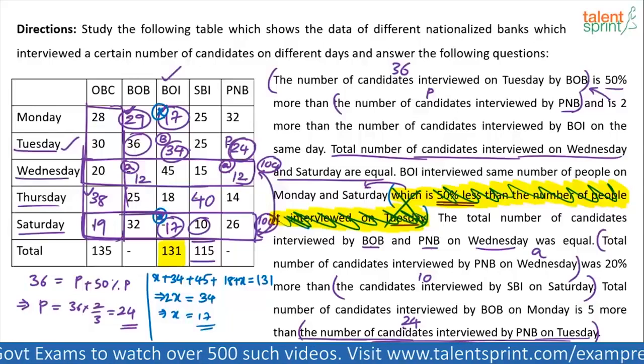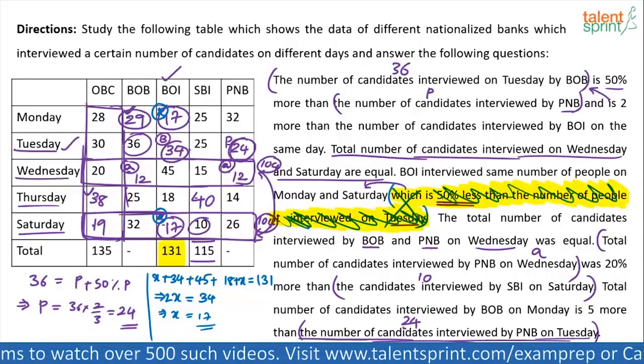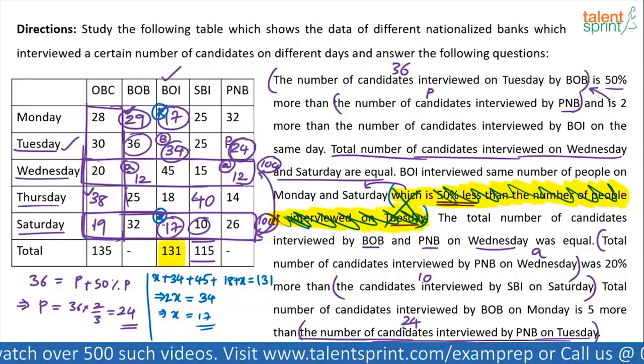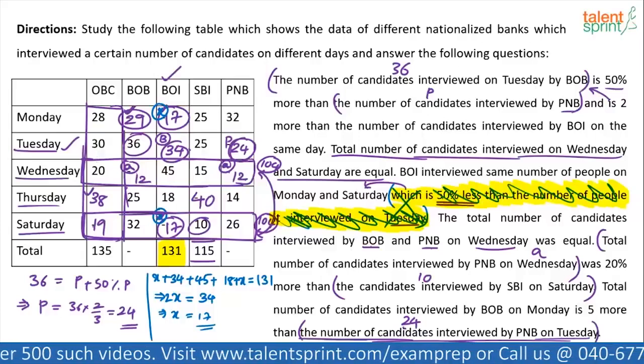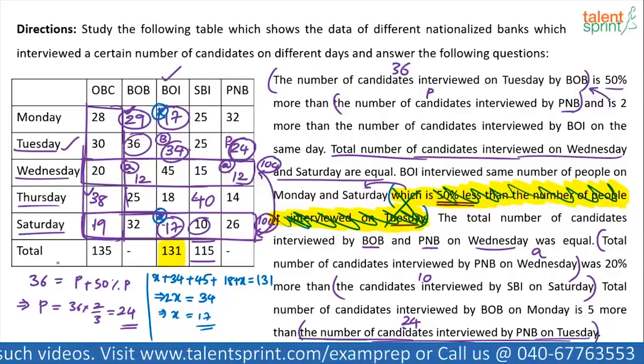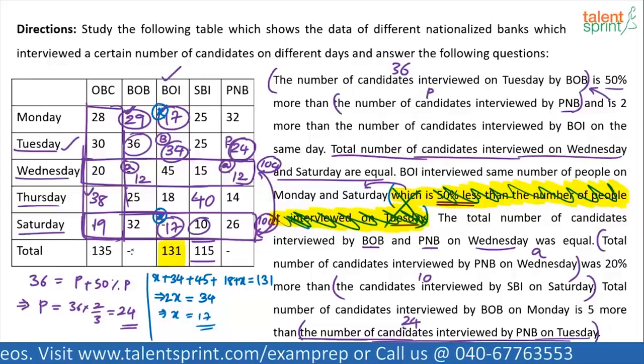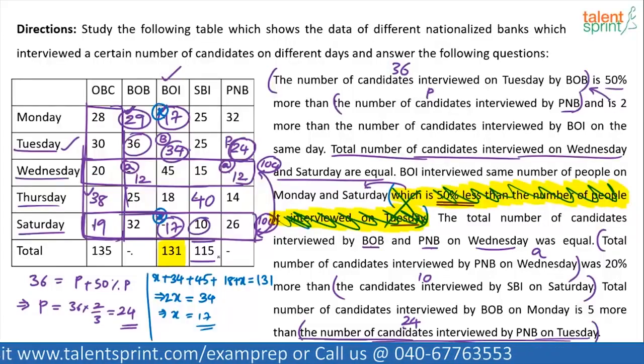You can cross check if you want. 19 and 38 is 57. 57 plus 50, 107, 107 plus 28 is 135. We've got this. You can also find out the totals of PNB and BOB.